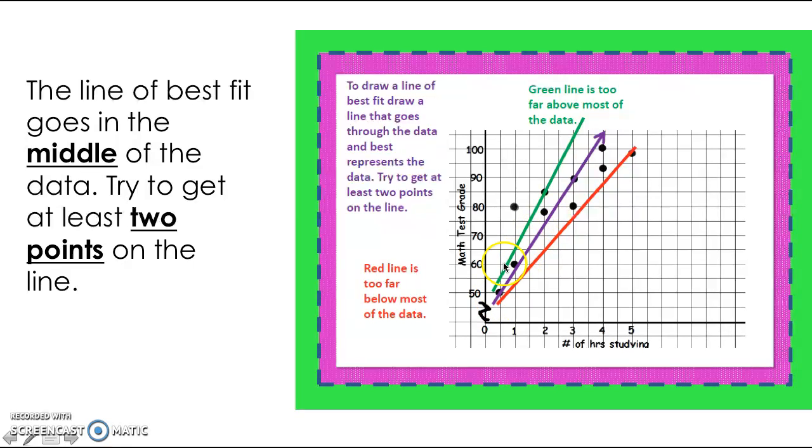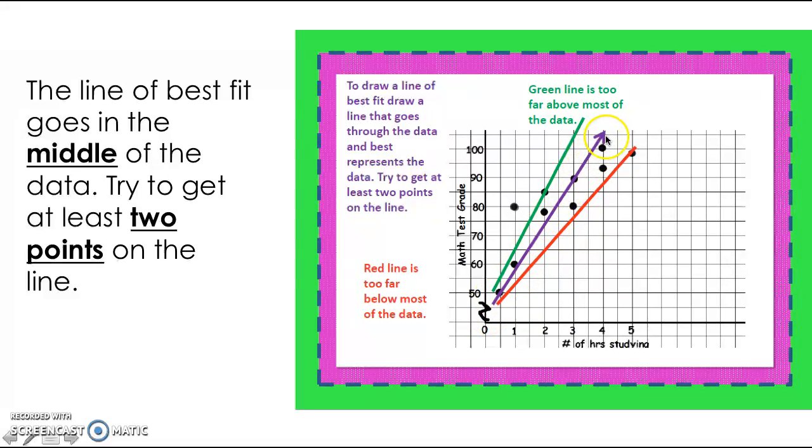In the middle, I have this purple line. The reason the purple line is the line of best fit is because it goes pretty evenly throughout the data. The line of best fit, you want it to go through the middle of the data. Try to get at least 2 points to fall on your line. Look, right here you'll see that there's 1 point right here, and another point right here, and another point very close to the line right here, and then again it crosses through the line at this point, right?